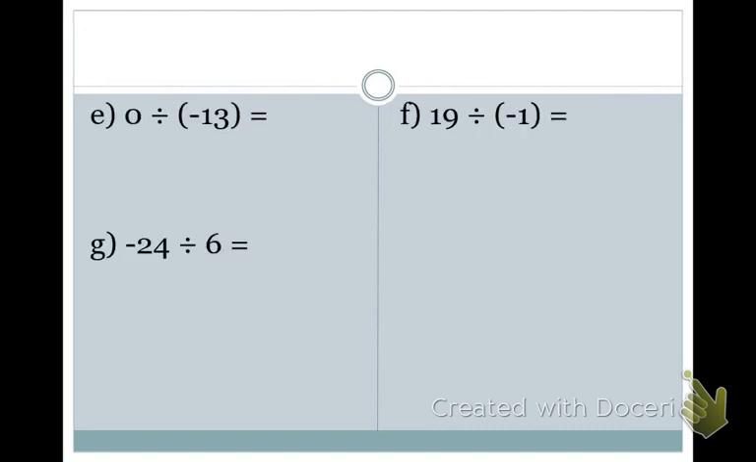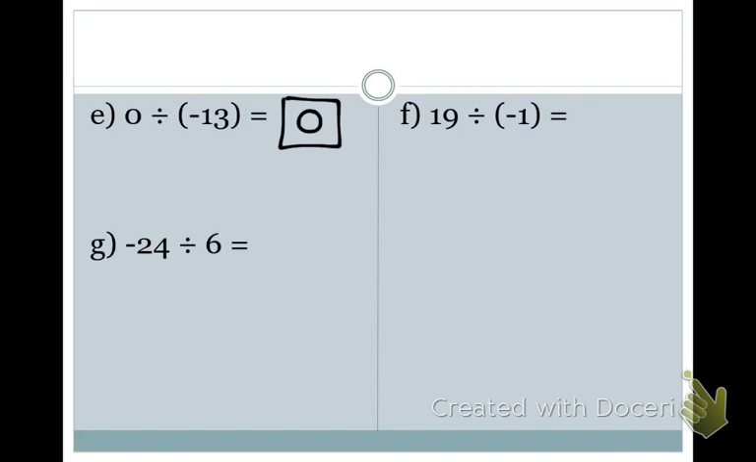I want you to go ahead and try to do these next 3 examples on your own. Let's see how you did. The first one, 0 divided by negative 13, what's the answer? 0, because anytime you're multiplying or dividing with a 0, your answer will always be 0.